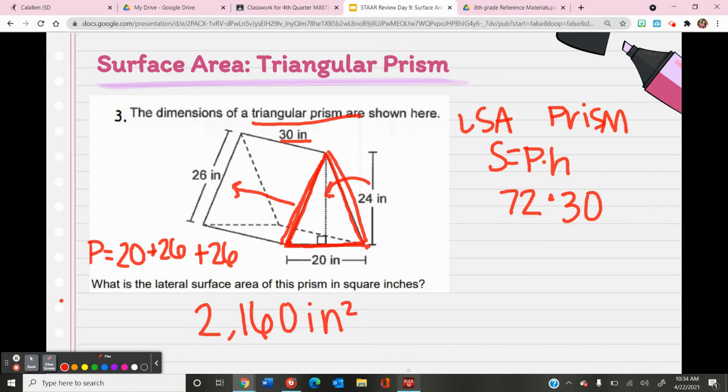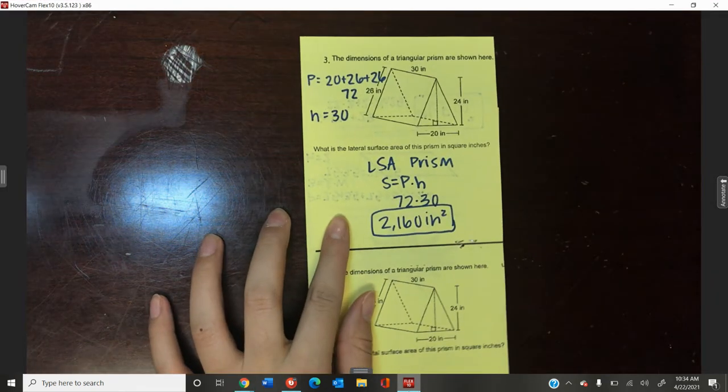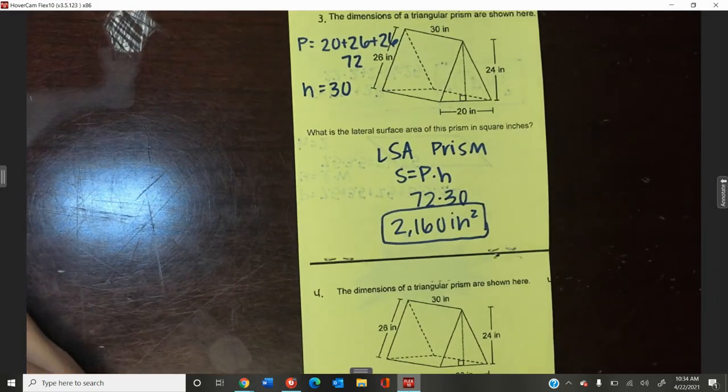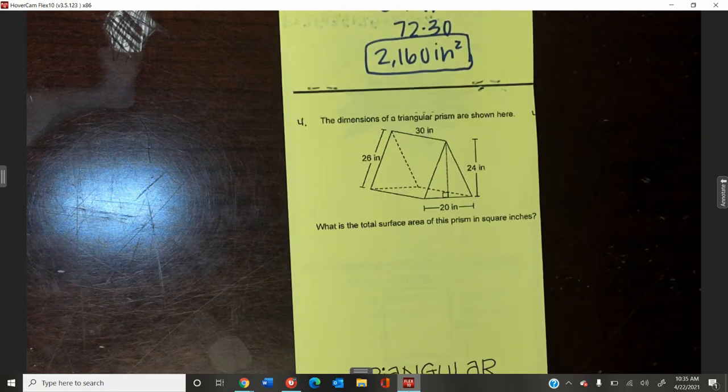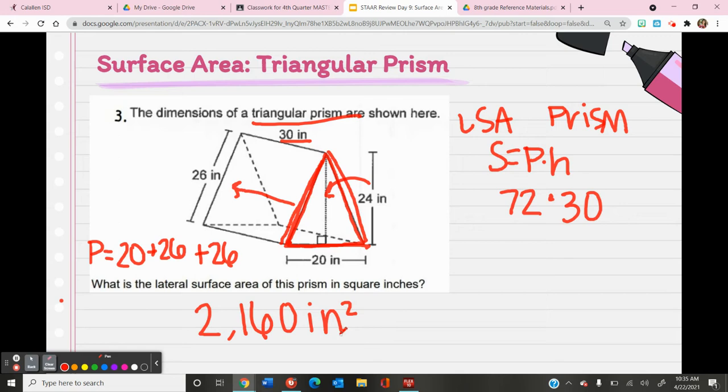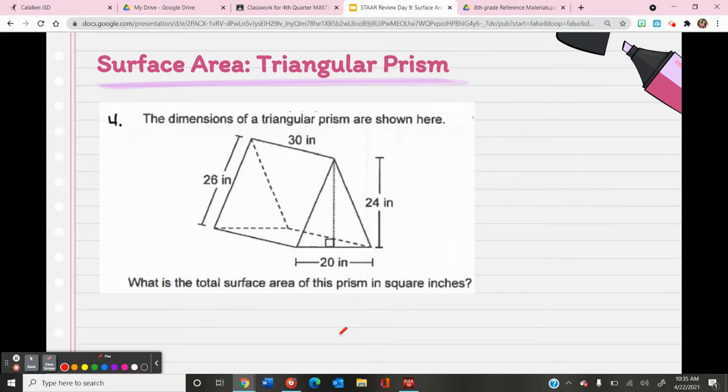So now, taking a look at your foldable, this is everything you should have written down for number 3. Okay, so now we're going to look at number 4. Number 4 says the dimensions of a triangular prism are shown here. What is the total surface area of this prism in square inches?